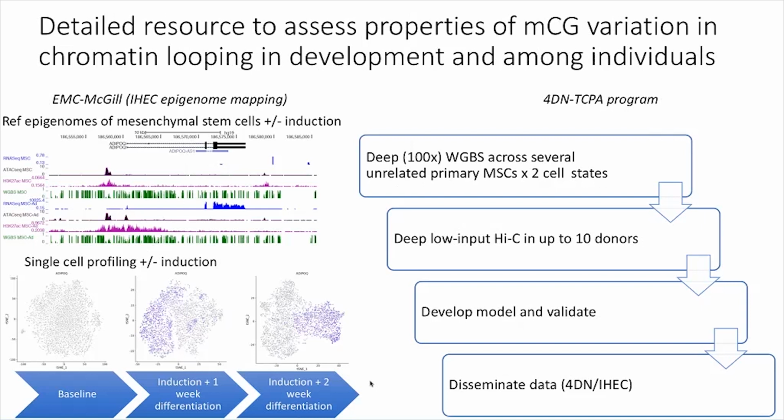So overall, this is what's planned for the coming year, and I would note that the 4D Nucleome project is related to the standard epigenome mapping program that we apply in the same cell system. So in addition to the deep whole genome bisulfite sequencing, we have chromatin marks and ATAC-seq as well as RNA-seq data collected, and we can correlate that to the deep Hi-C data that we'll generate in this system to develop models on interactions and validate interactions using Hi-C.